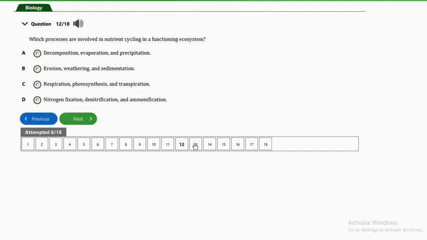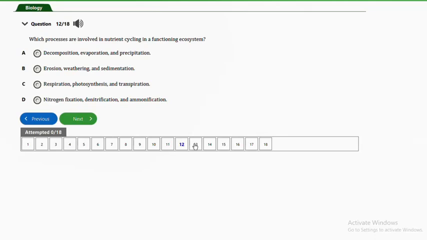So let's look at the next question, question number 12. The question says, which processes are involved in the nitrogen cycle in a functioning ecosystem? We have A, decomposition, evaporation, and precipitation. B, erosion, weathering, and sedimentation. C, respiration, photosynthesis, and transpiration. D, nitrogen fixation, denitrification, and ammonification. So guys, the answer to this question is option D. Nitrogen fixation, denitrification, and ammonification are processes that are involved in nitrogen cycling in a functioning ecosystem.